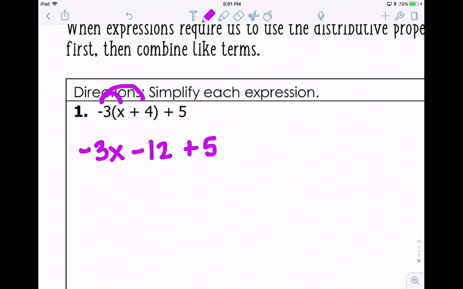So now this goes back to our previous examples where you're just combining like terms. So all we're looking for are what things are like that we can put together. So if we're talking about variables, we only have a -3x. We don't have an x with the -12 and an x with the 5. So we're just going to leave that as -3x.